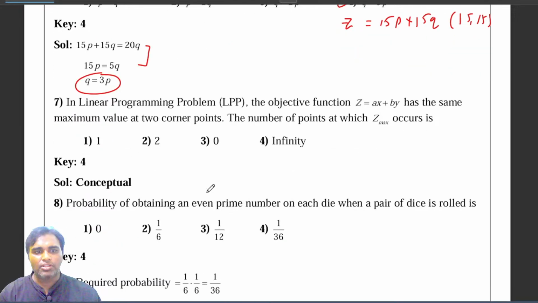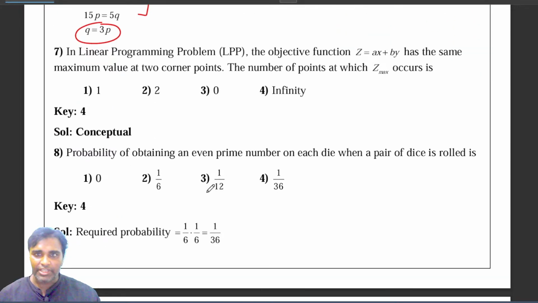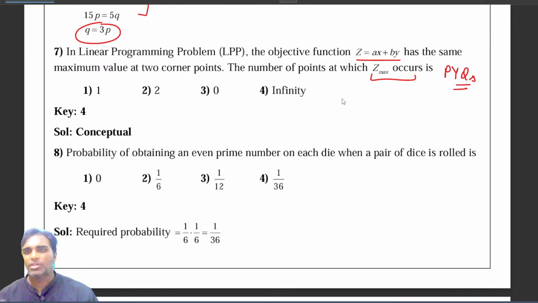So now let's come to the 7th. In LPP, if Z has the same maximum value at 2 corner points, then the number of points at which Z max occurs is asked. This is again a KCET PYQ, asked many times: if an objective function has the maximum value at 2 corner points, then the line joining those 2 points has infinite points that satisfy this linear equation. So how many points? Infinity. It is a very factual, conceptual problem, asked many times. So the 7th one is option 4.